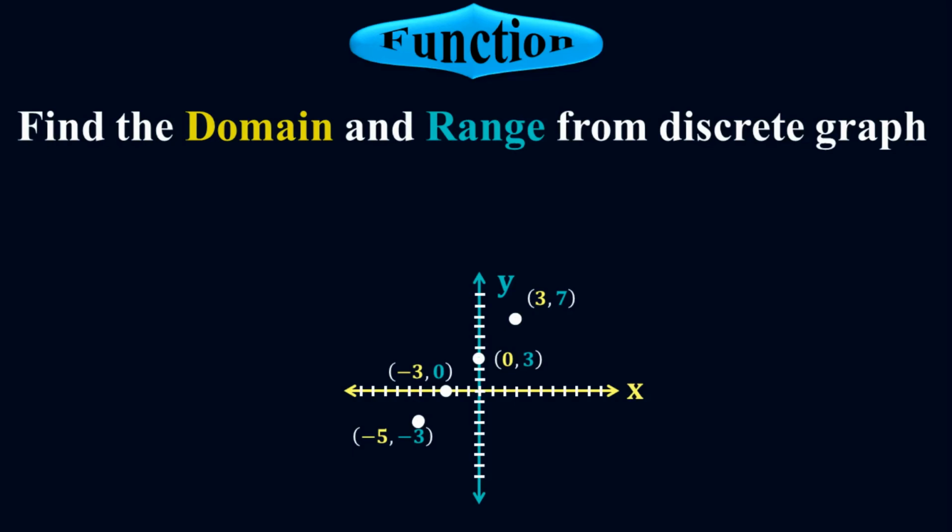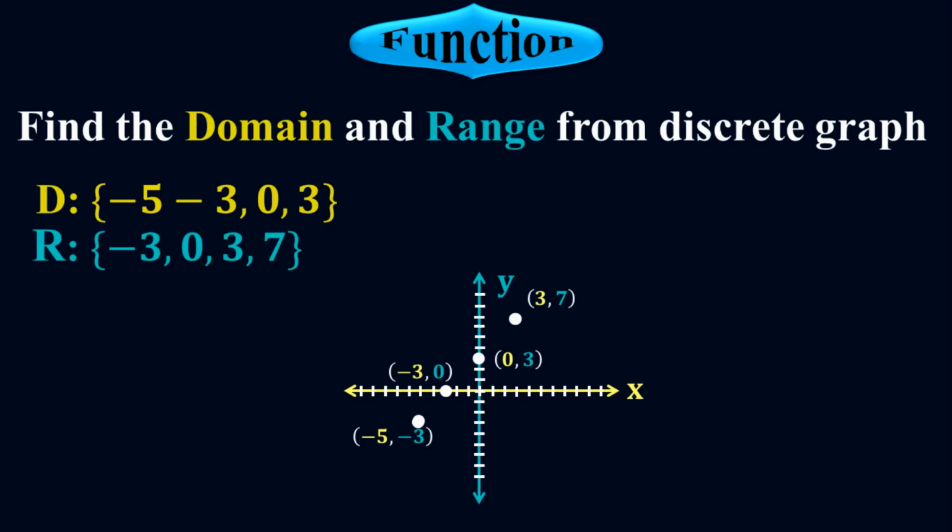To find the domain, I'm going to write all the x values, or all the x coordinate points. This is my domain: negative 5, negative 3, 0, 3. There is no value which is repeated. Therefore, I write all the x coordinate values for the domain, negative 5, negative 3, 0, and 3. Similarly, its range will be negative 3, 0, 3, 7. I put all the y values for the range. There is not a single value which is repeated for the y. So I put all the y values for the range: negative 3, 0, 3, and 7.